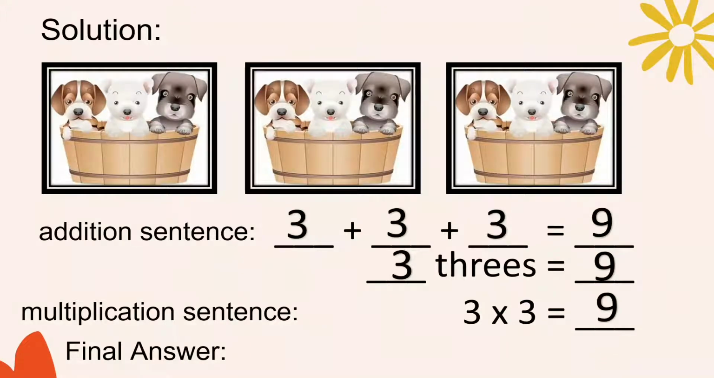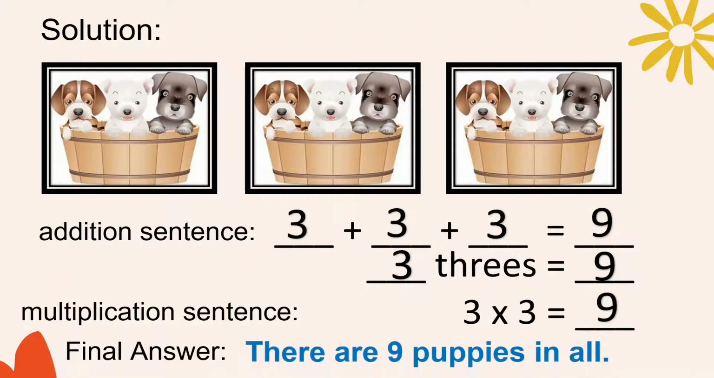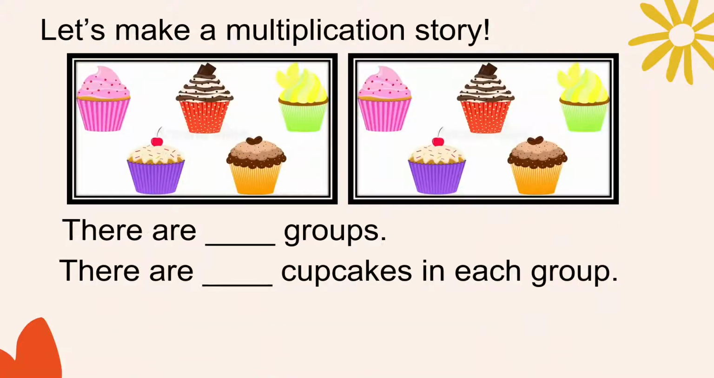Alright, and so let's go back to the problem. How many puppies are there altogether? Let's answer that question. Okay, so there are 9 puppies in all. Okay, very good. Let's have another story.